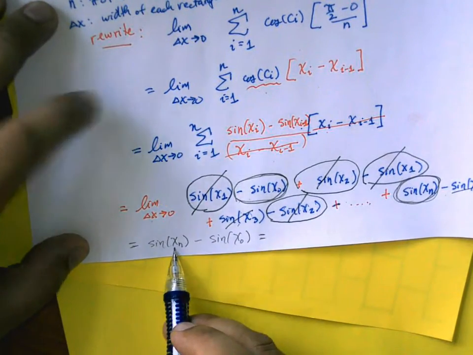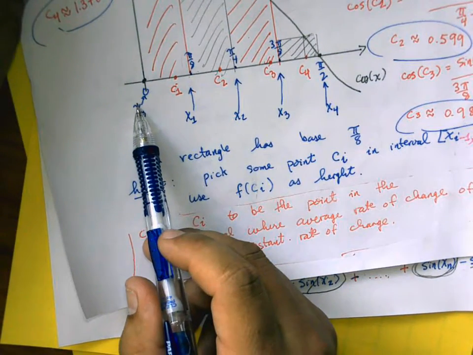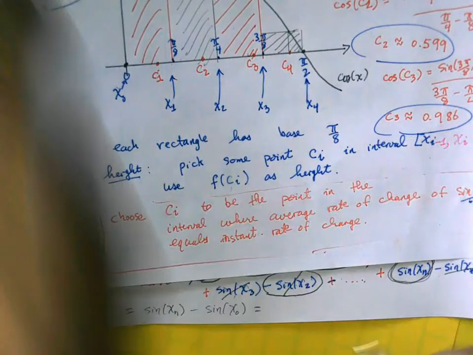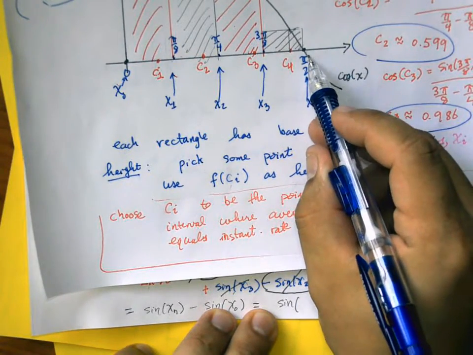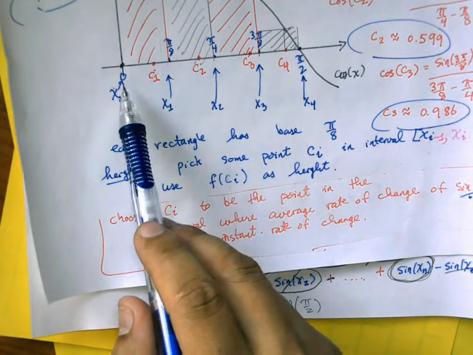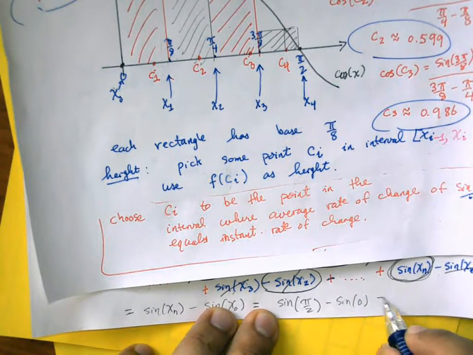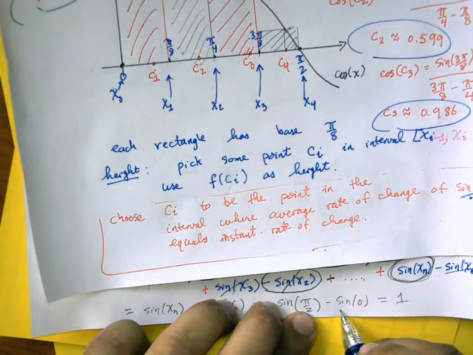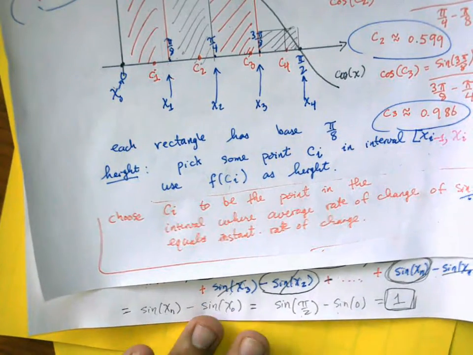Now let's think about what these numbers mean. Remember that x0 is the left bound, and xn is the far bound. So this comes out to just being sine of the upper bound, which is pi over 2, minus the lower bound, which is 0, or sine of 0. And what we have is sine of pi over 2 is 1, minus sine of 0 is 0. So our final answer here is 1.